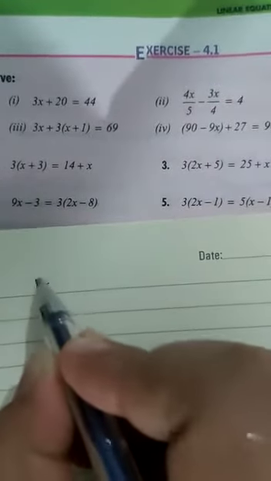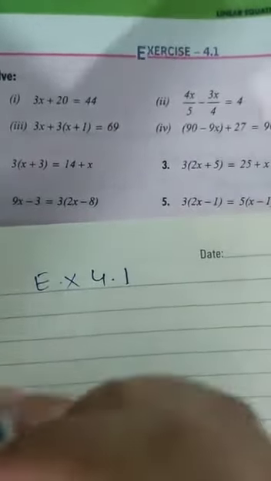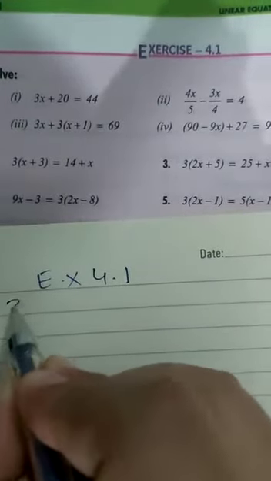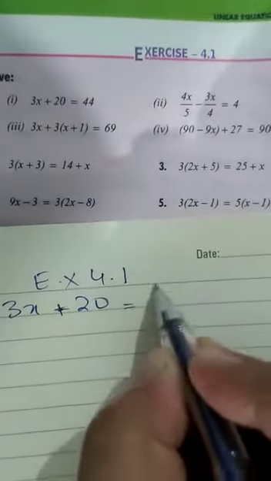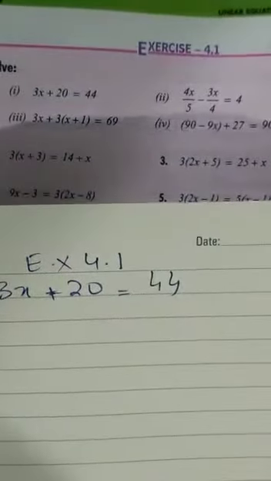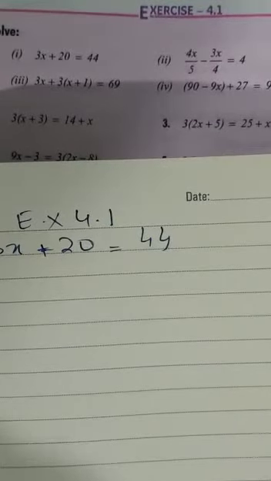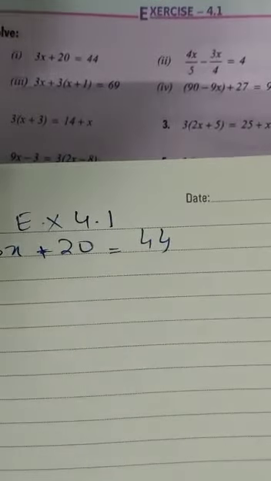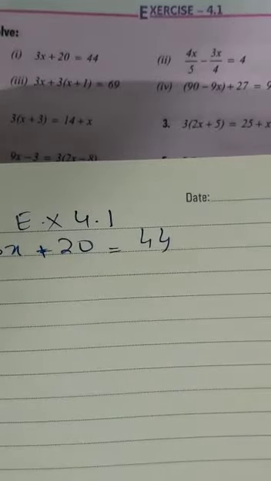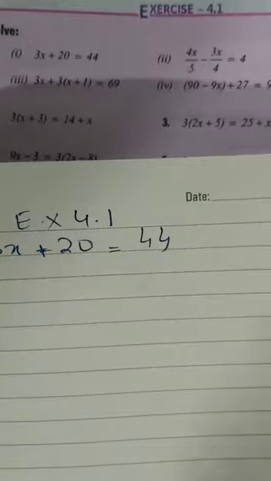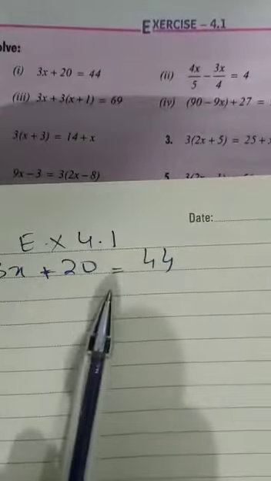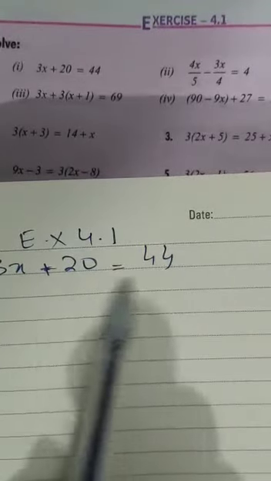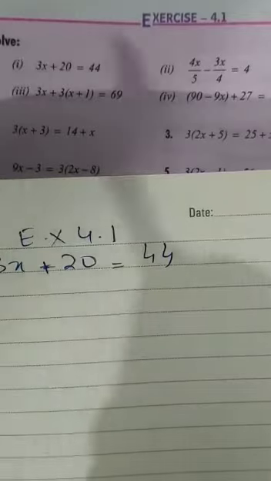Exercise 4.1, and the first question is 3x plus 20 equals 44. Here we can say that 3x plus 20 is equal to 44 is an algebraic expression and it contains an equality sign. That's why we call it an equation. Here we can see that it has an equality sign and we call this algebraic expression an equation. Now how to solve it?